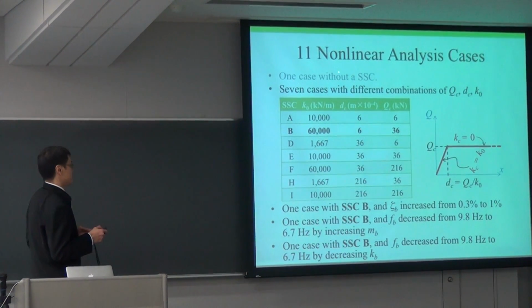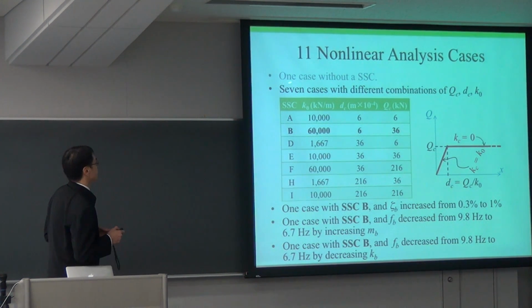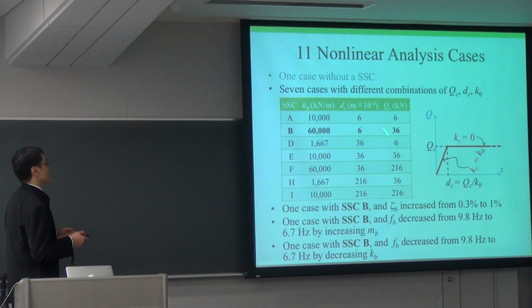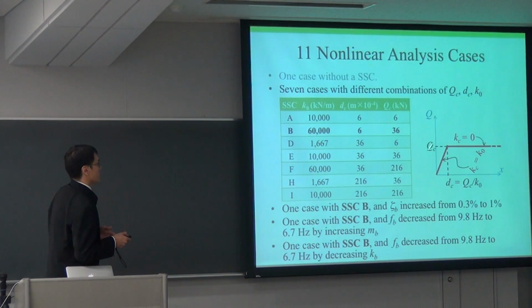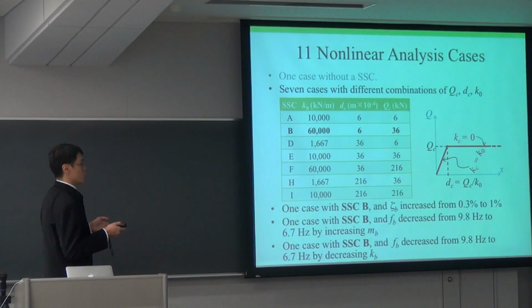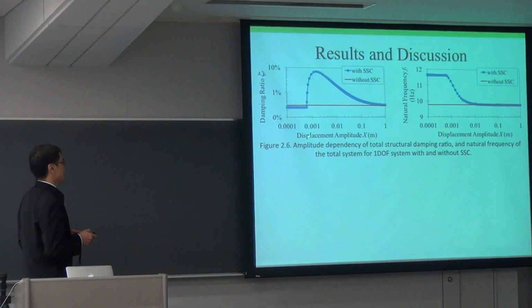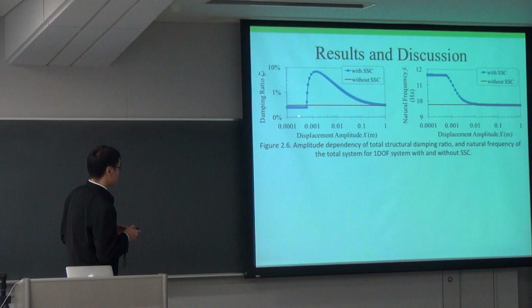I did a total of 11 nonlinear analysis cases. One case, of course, is without the stick-slip component, which is effectively a linear analysis. In the other 10 cases, I changed the stick-slip parameters as well as the damping and frequency of the basic structure, to do parametric analysis. And these are the general results. Without the stick-slip component, of course, we have constant damping and constant natural frequency with amplitude. But with the stick-slip component, we can observe an increase of damping and then a decrease. The frequency starts from a higher level and then drops back down to the level of the basic structure only. So that's what stick-slip components can do in a system.